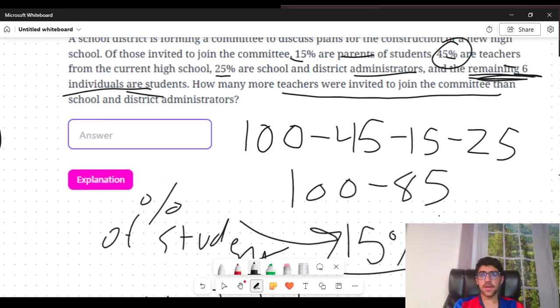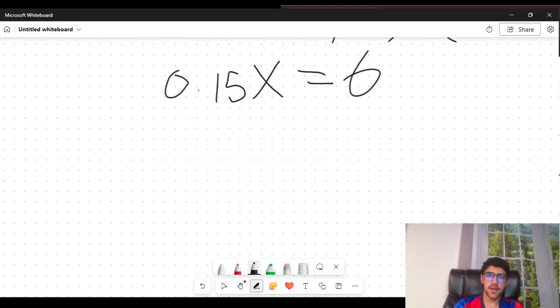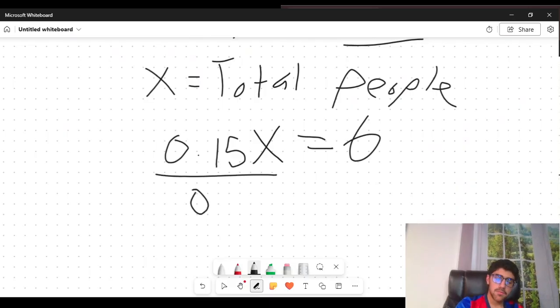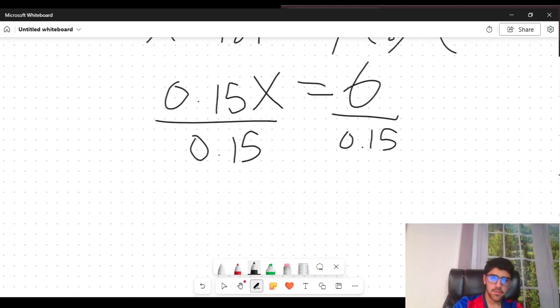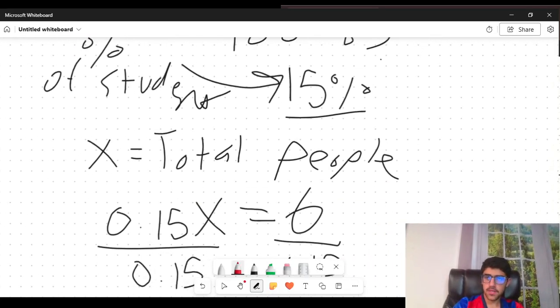And from there, we can find the number of teachers, and then we can find the number of administrators, and then find the difference between them. So now we divide both sides by 0.15. What do we get? 6 divided by 0.15. You put that into decimals. You get x equals 40. So the total number of people equals 40.